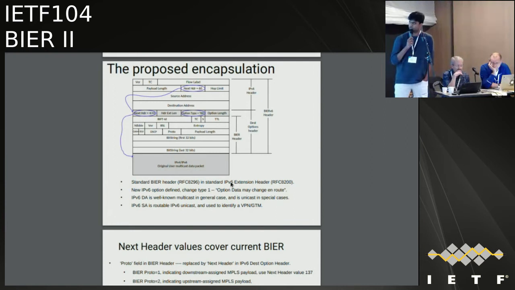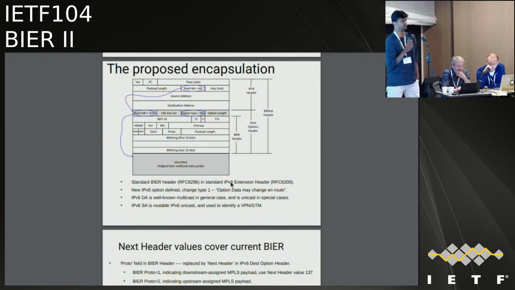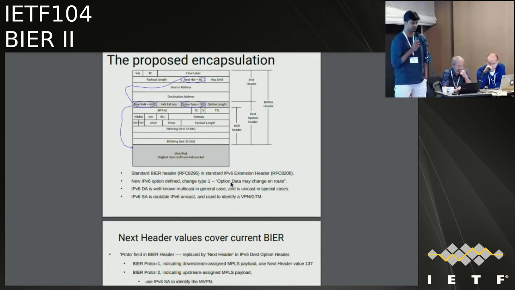As for the destination address in the outer IPv6 header, we propose that it could be a well-known multicast address, which could be reserved by IANA, and the source address could be a routable IPv6 unicast address, normally the ingress router's IPv6 prefix. So this is what it looks like. The packet encapsulated with an IPv6 header which carries a BIER header, we call it the BIERv6 header from here on, to make things easier for us to discuss.